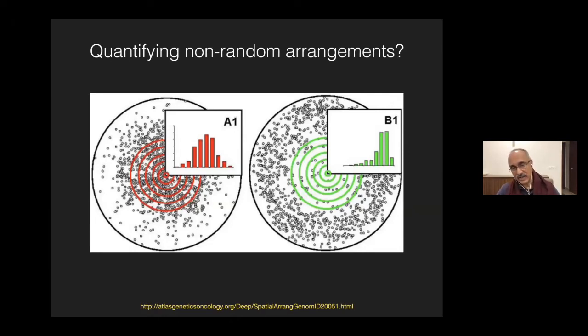Look at the picture on the right where you can see that it's depleted in the center and there are more circles on the outside than towards the inside. So this would have a distribution that peaks more towards the outside. It's small here, goes up and then comes down. And you can see these are very different distributions. And this is one way of quantifying what you might call a non-random arrangement.